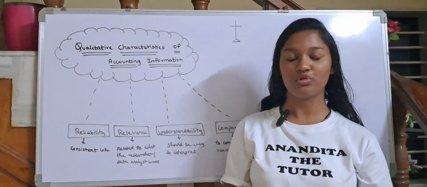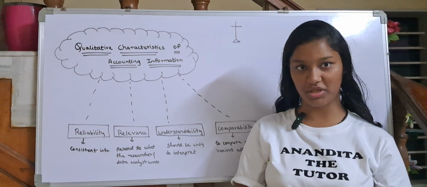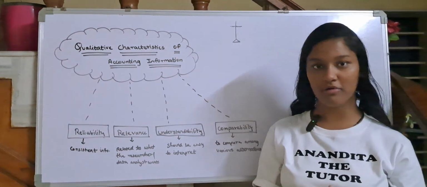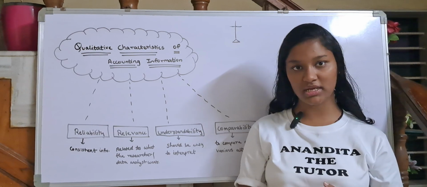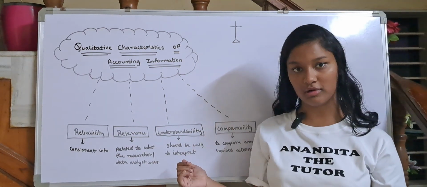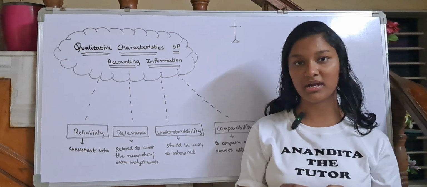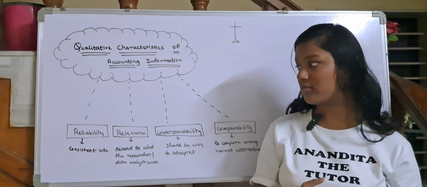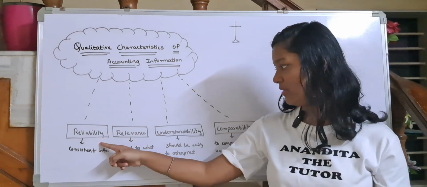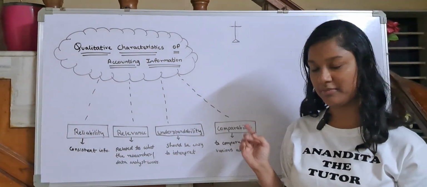Hello everyone. Today we'll learn about qualitative characteristics of accounting information. There are two types of information characteristics. One is qualitative, which we are going to learn in this video, and the other is quantitative, which will be in numbers. Qualitative characteristics, there are four: reliability, relevance, understandability, and comparability.